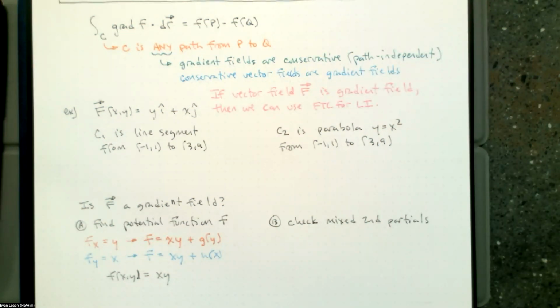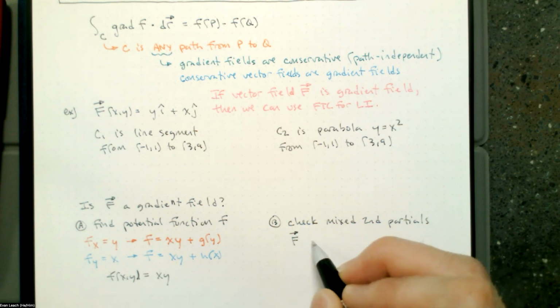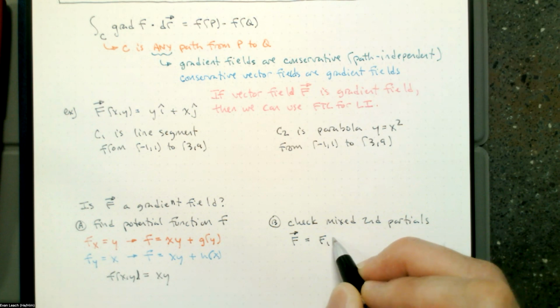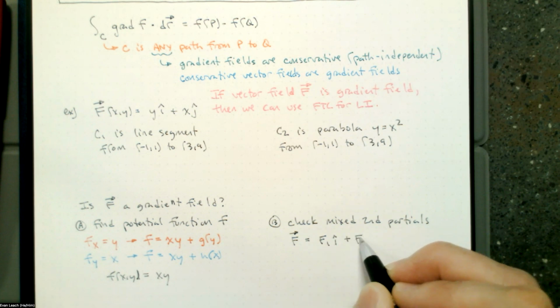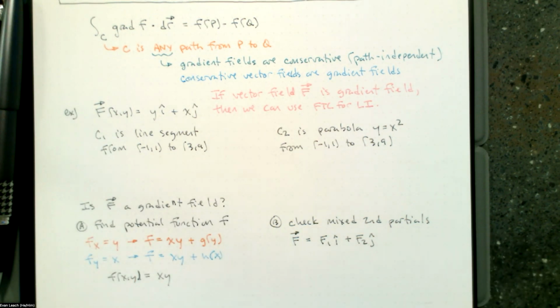When we look at the function f, we have these two scalar functions for the components. So if our vector field looks like f, there's a scalar function f1 for the i component and the scalar function f2 for the j component. f1 is the partial of the potential function with respect to x. f2 is the partial of the potential function with respect to y.